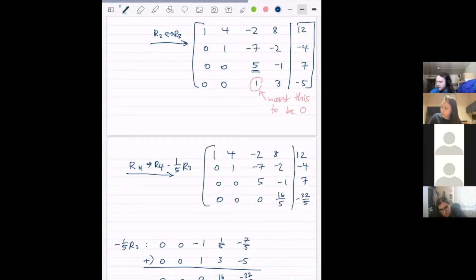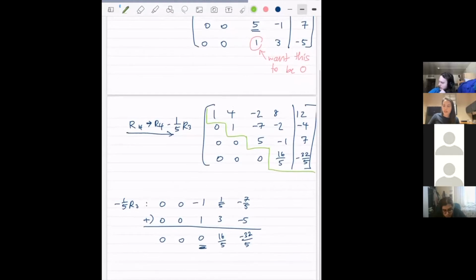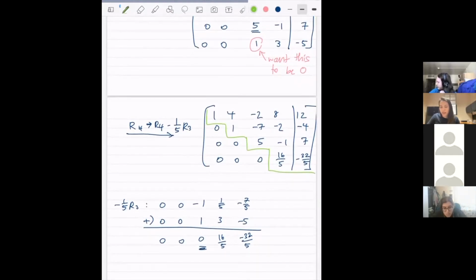So here you go. This is in row echelon form, right? So this is your step-like behavior. And at this point, you can then use back substitution to get to your answer. And if you really don't like those fractions in the denominator, you could multiply 3 by 5 to get rid of those.